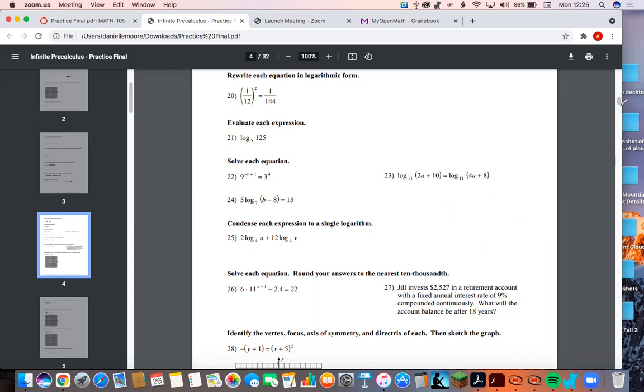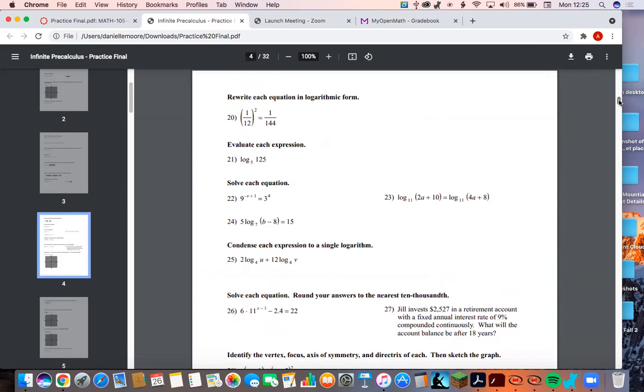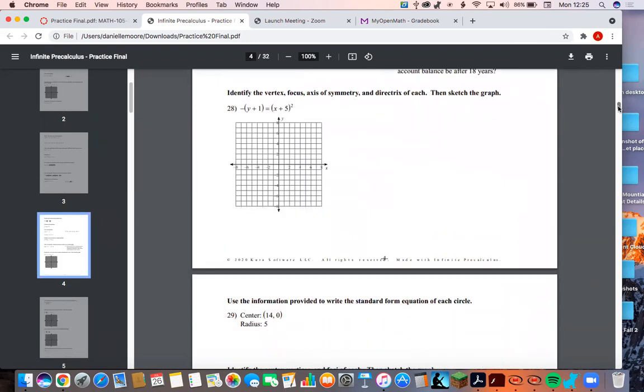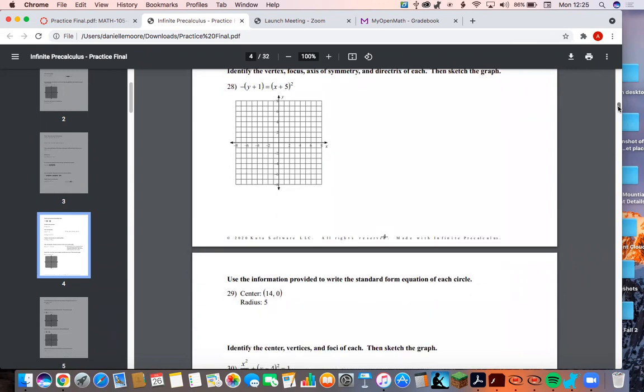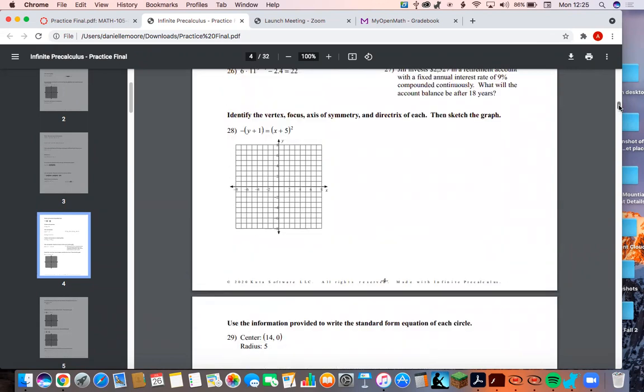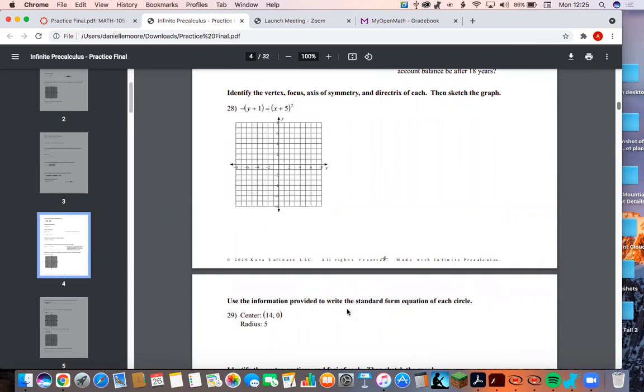Okay, and then let's see here, stop the annotation for a second. Scrolling. Whoa. I'll have to go with this. Whatever. Okay. So, bam, bam.